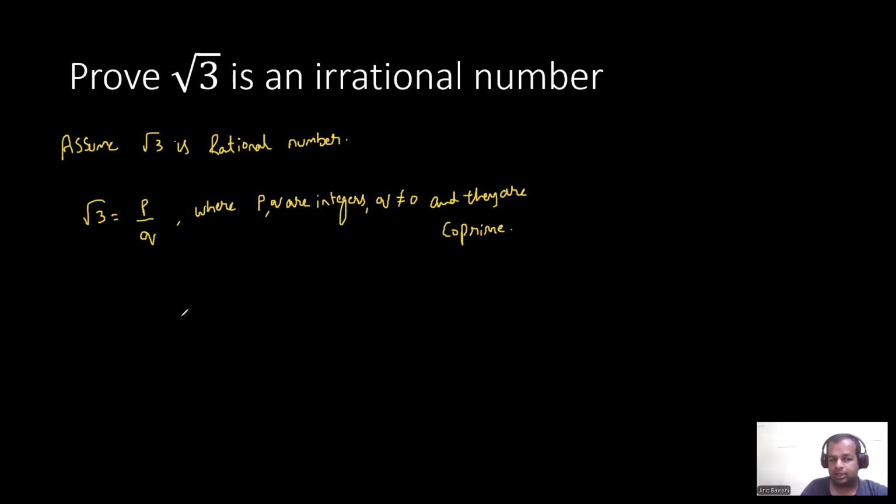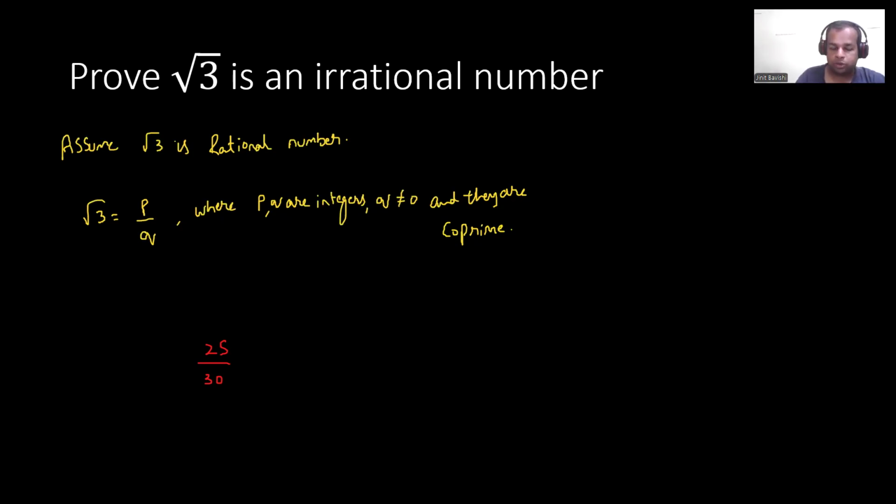So co-prime, what does it mean? Suppose you have a number, say 25 by 30. Can 25 and 30 be reduced further? Of course, they both come in the table of 5. So these numbers are not co-prime because they have a common factor. Because they have a common factor, we can reduce them further and write it as 5 by 6. Now this 5 by 6, do they have any common factor? No, we do not have any common factor. Hence, we can say that they are co-prime numbers. They do not have any common factor.